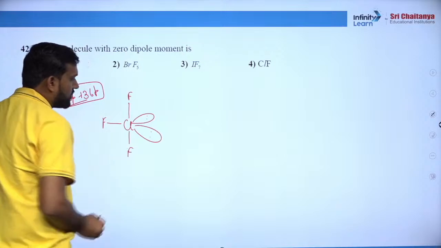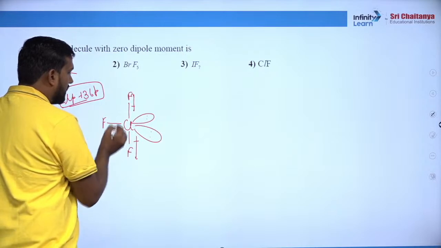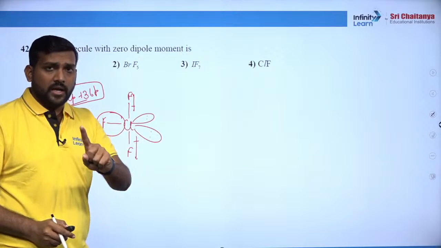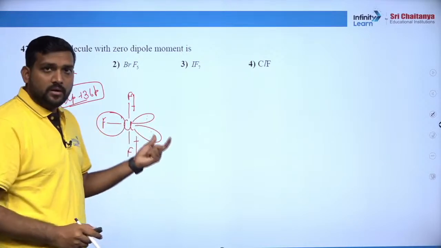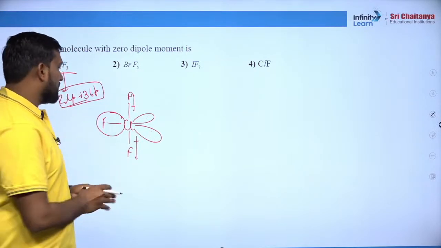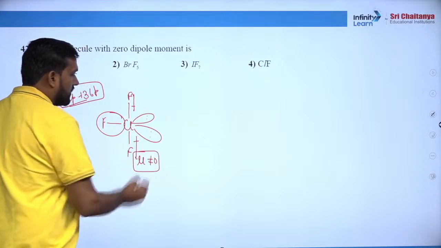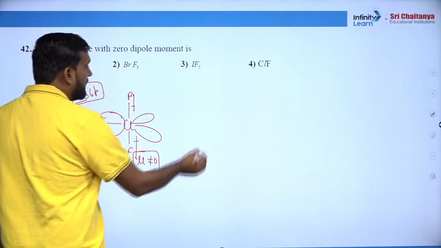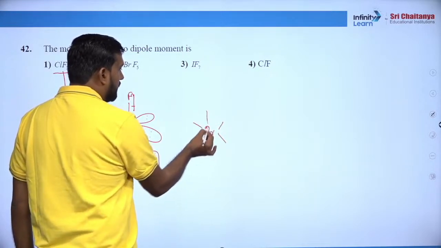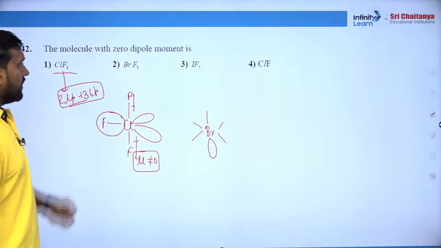This is not going to cancel out the vectors. These two vectors will cancel out each other, but this vector will not be cancelled out. All the molecules which do not have regular geometries, which have distorted geometry due to lone pairs, always have a dipole moment. So this does not have a dipole moment equal to 0. So this can't be our answer. Going for the second option, BrF5, a similar story. If you draw the structure, it has one lone pair, and due to the presence of this lone pair, it will be a polar molecule.